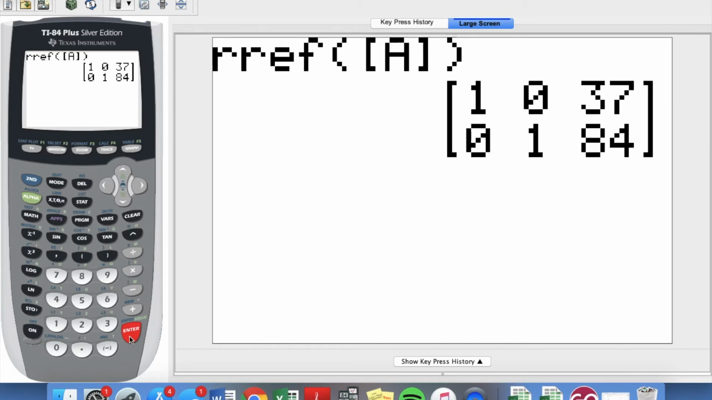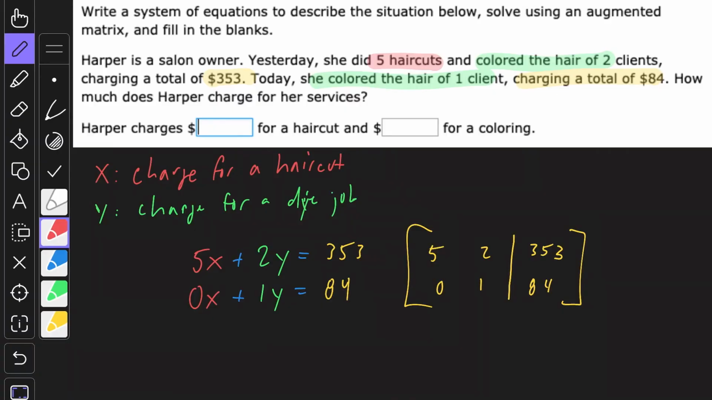As we see 1 0 37, and then 0 1 84. So that means x has a value of 37, and y has a value of 84. All right, so like I said, it was $37 for haircut and $84 for coloring. So type those in, move on to the next problem.